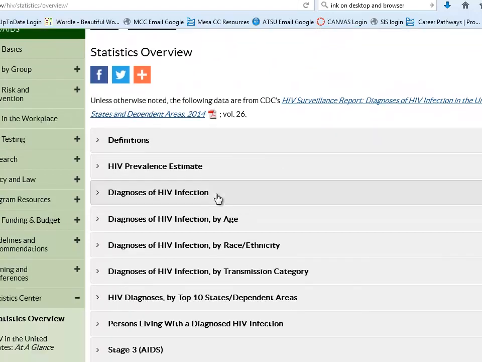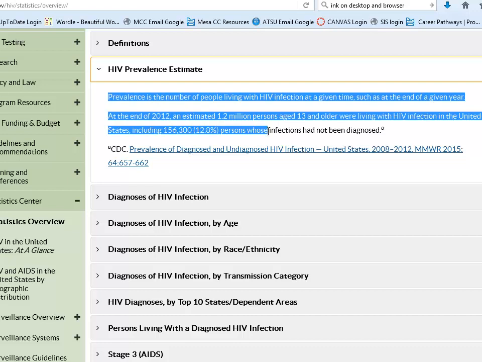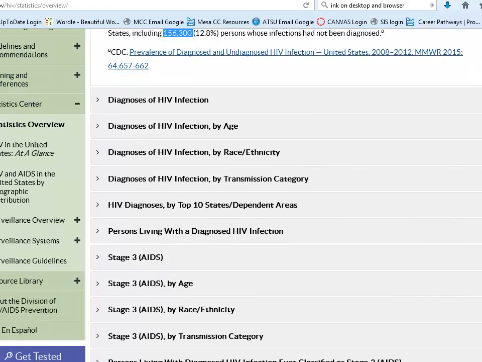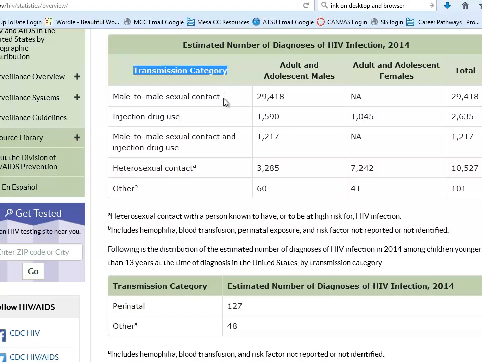So I wanted to show you guys the CDC website, and you can see that there are currently 1.2 million people infected with HIV in the United States. About 150,000 of those don't know that they're infected. The typical modes of transmission: male-to-male sexual contact, heterosexual sexual contact, IV drug use, and even in some rare cases from pregnant mothers to the unborn fetus.